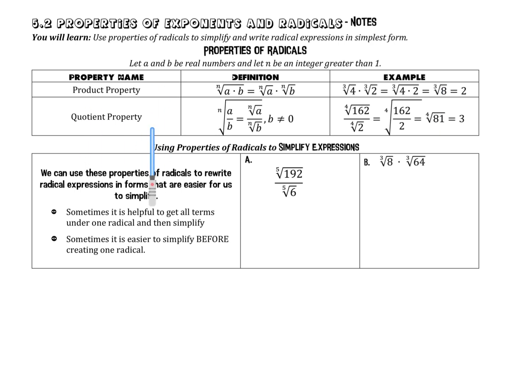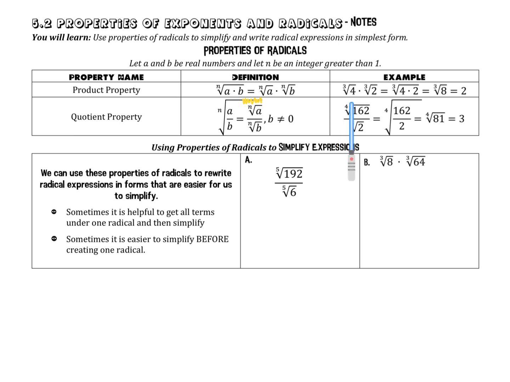The quotient property says basically the same thing. If we have the nth root of a over b, this radical should stop right there, it is equal to what I get if I separate those into two separate pieces. So if we split it into the nth root of a over the nth root of b. Sometimes it's helpful to be able to split those into two separate roots, and sometimes it's more helpful to look at them as one individual root.